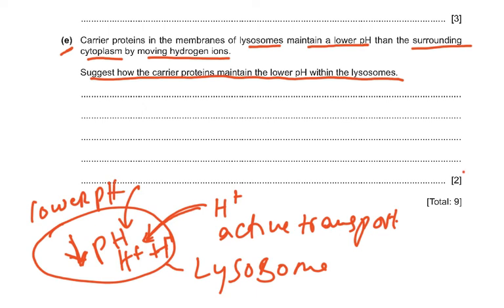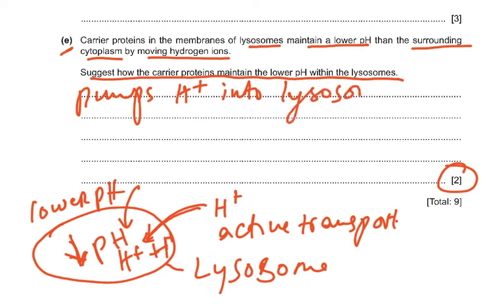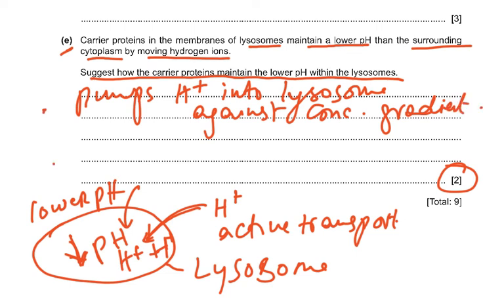So for 2 marks, this is all what you have to give me. Pumps hydrogen ions into the lysosome. Against the concentration gradient. 1 mark. And this is active transport. Got you the 2nd mark.